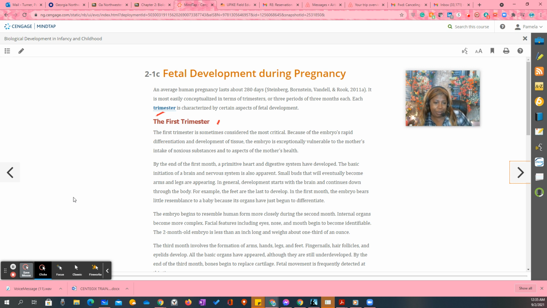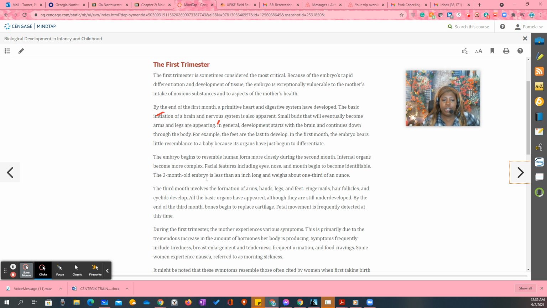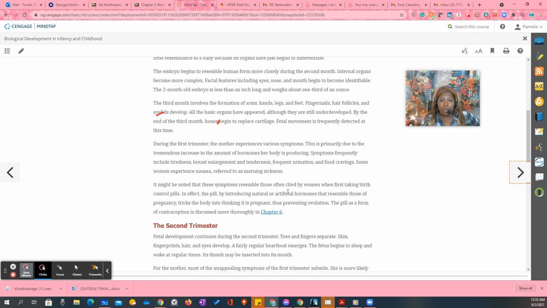So we're looking at the first trimester, right? That's the first 3 months. By the end of the first month, a primitive heartbeat and digestive system has developed, and the basic initiation of the brain. The embryo begins to resemble human form. The third month involves the hands, the arms, and the feet, fingernails, hair follicles, things like that. So 3 months is about 12 weeks. Pregnancy is actually 10 months, so we divided that up into three. The baby is usually born at the end of the 10th month.